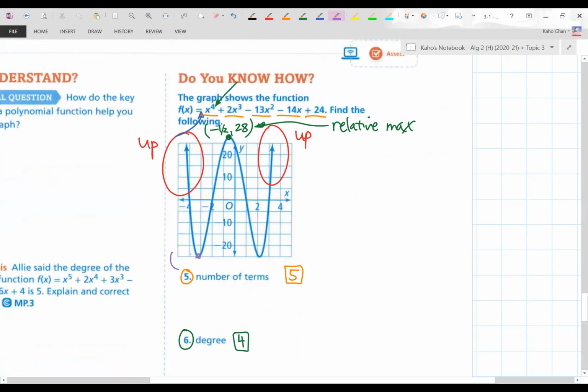The first one's at -3.2, -25.3. It's been rounded. And the other one is at 2.126, -25.3. These are the answers I got from my graphing calculator. Desmos was a little off, so these are the ones I actually got from the Casio graphing calculator. These are your relative minimums.